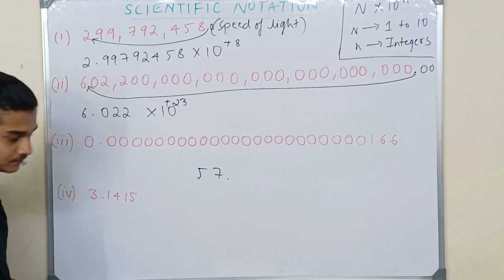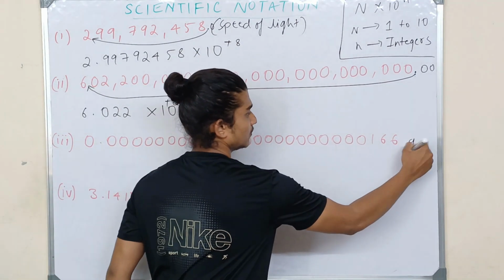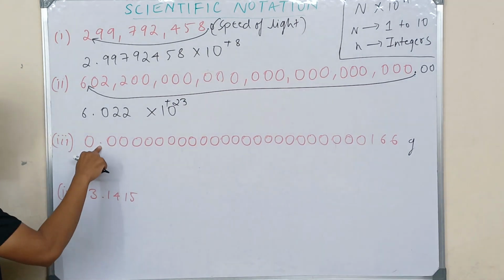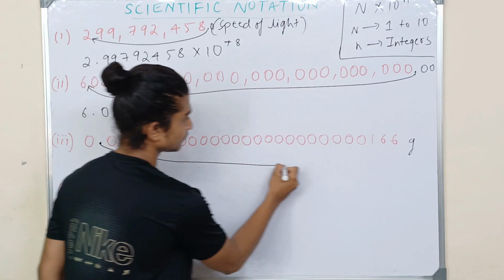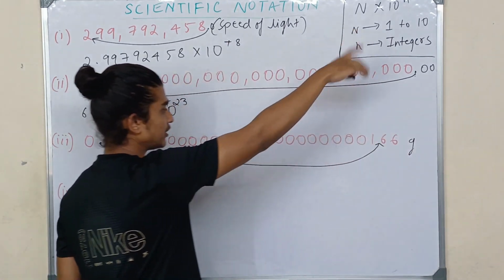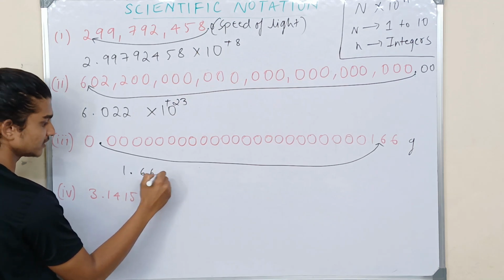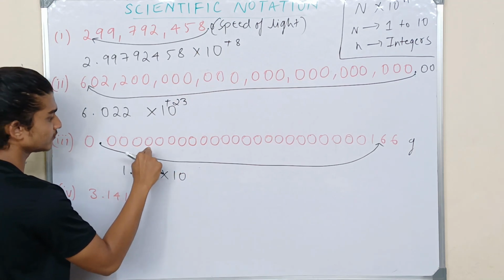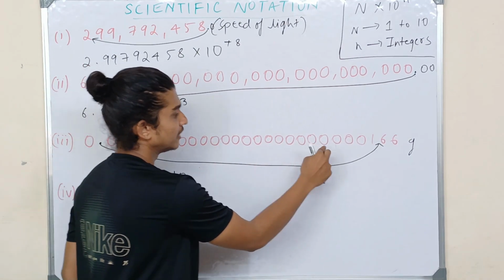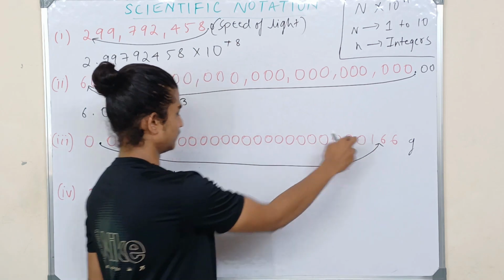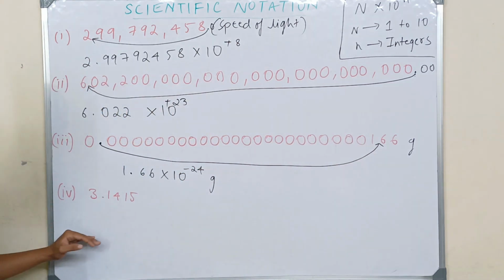So let us solve the next one. This number is the mass of one hydrogen atom in grams. As you know, the point is already given over here. So in order to make it into a scientific notation form, I'm going to move this point over here in order to get a number between 1 to 10. So I'm going to write this as 1.66 into 10 to the power 1, 2, 3, 4, 5, 6, 7, 8, 9, 10, 11, 12, 13, 14, 15, 16, 17, 18, 19, 20, 21, 22, 23, 24. So 10 to the power minus 24, suppose grams.